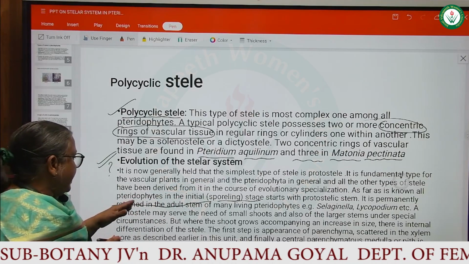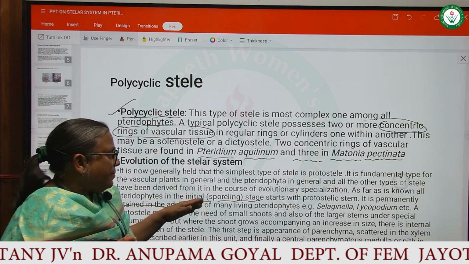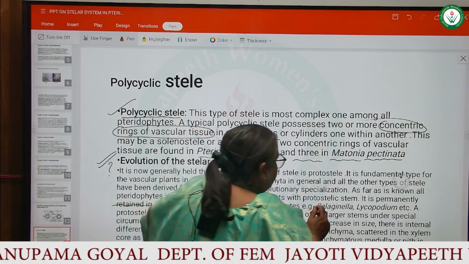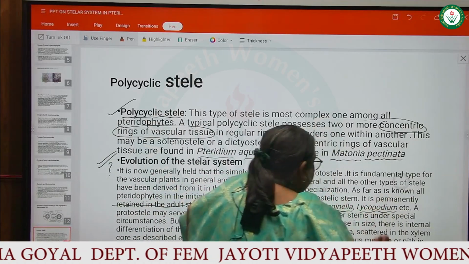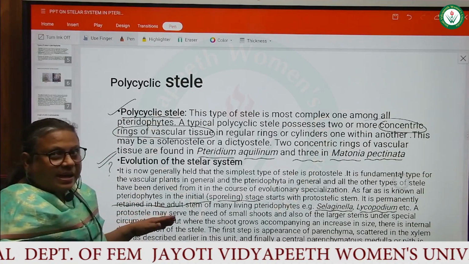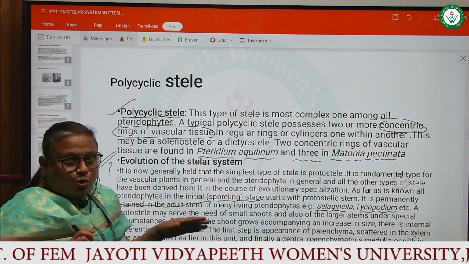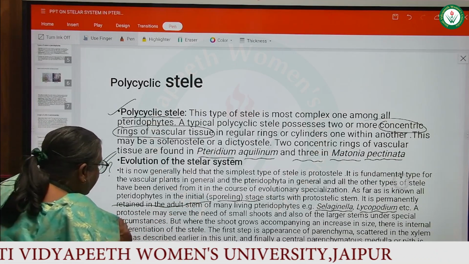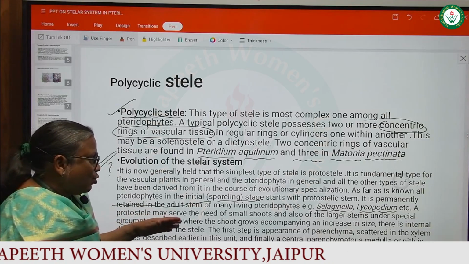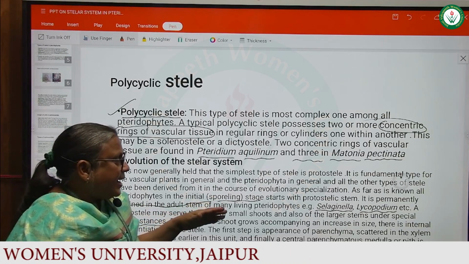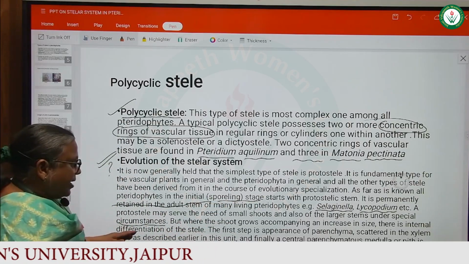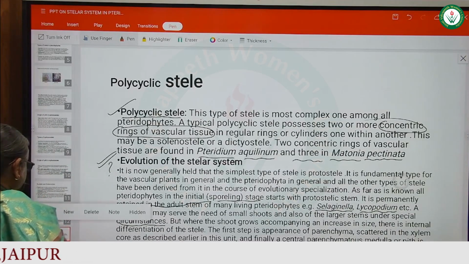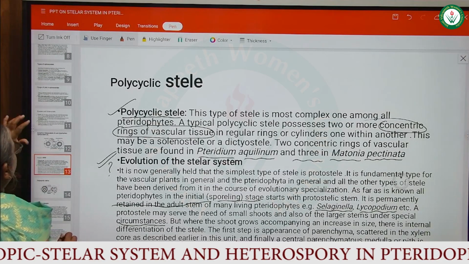It is permanently retained in the adult stem of many living pteridophytes, for example, Selaginella and Lycopodium. A protostele may serve the need of small shoots and also of the larger stems under special circumstances, but where the shoot grows with an increase in size, there is internal differentiation of the stele. Now I show you, this is the slide of the evolution of the stele.